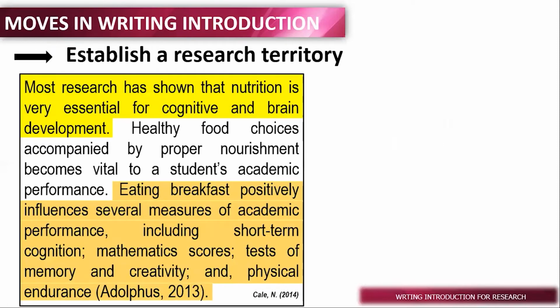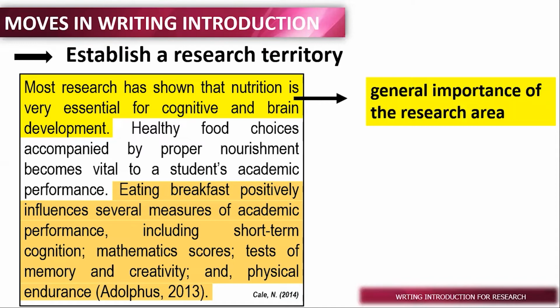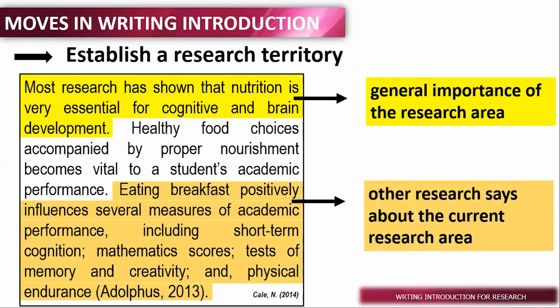To show further details as to how this move can be done, an example will guide the researchers. This introduction started by saying how nutrition is very important in the cognitive development of the child. This started by presenting the general importance of the research area, and this was supported by a related study showing that the research idea established by the writer is proven in some other research. This will allow the writer to support his claim so that the central idea will not sound biased or anything that is baseless.